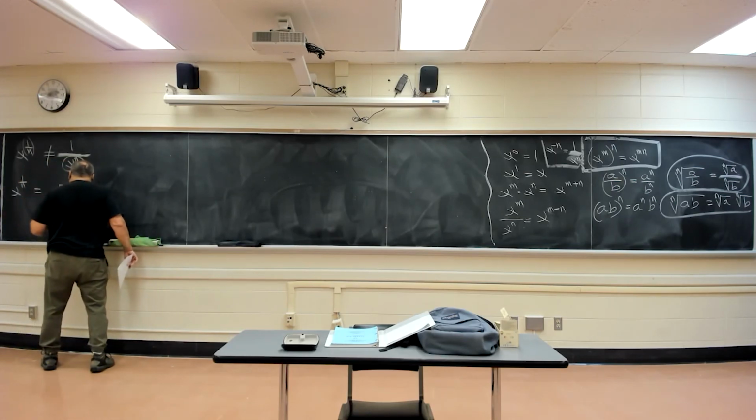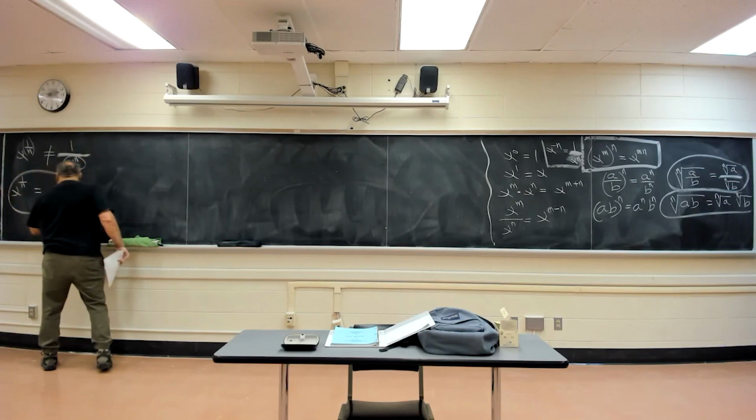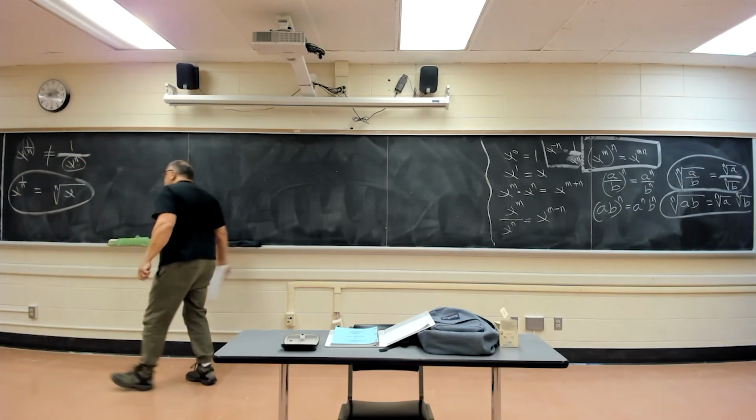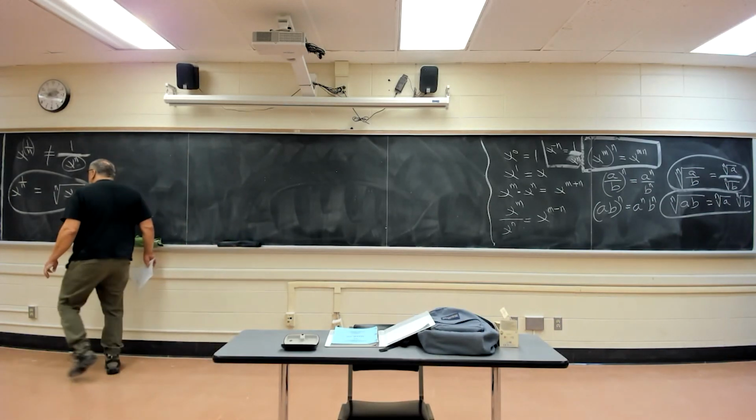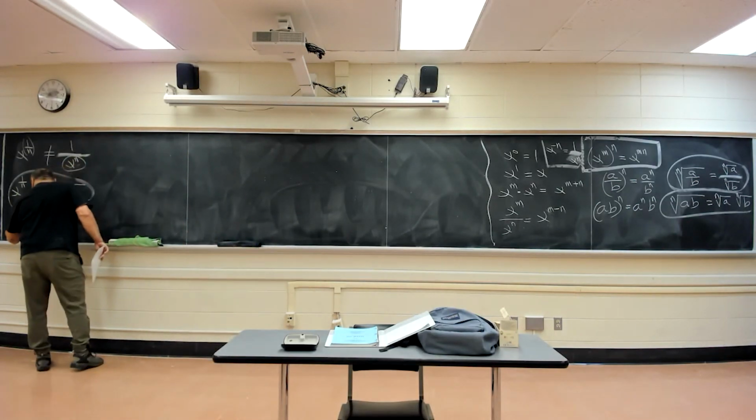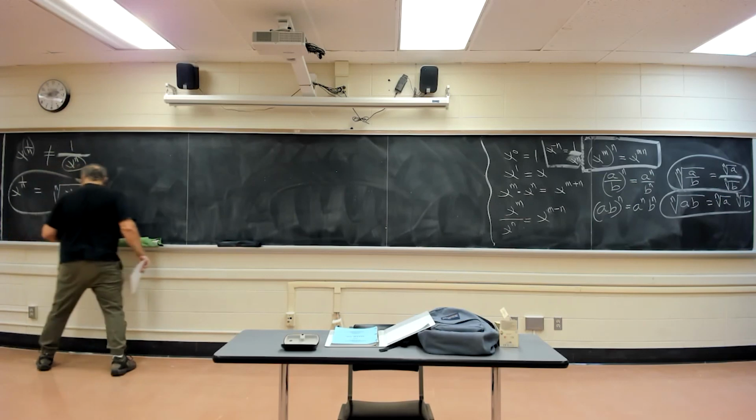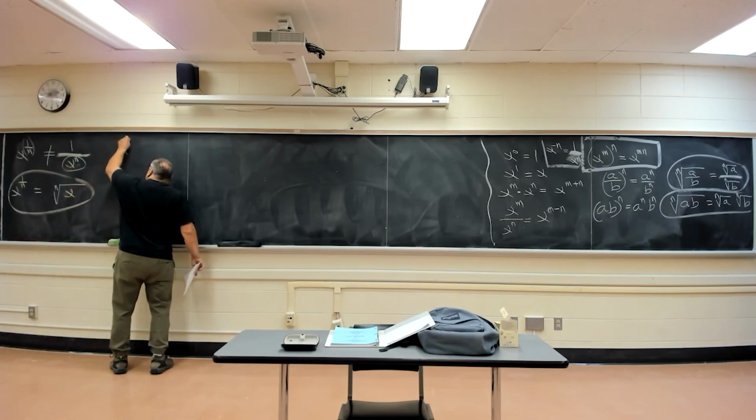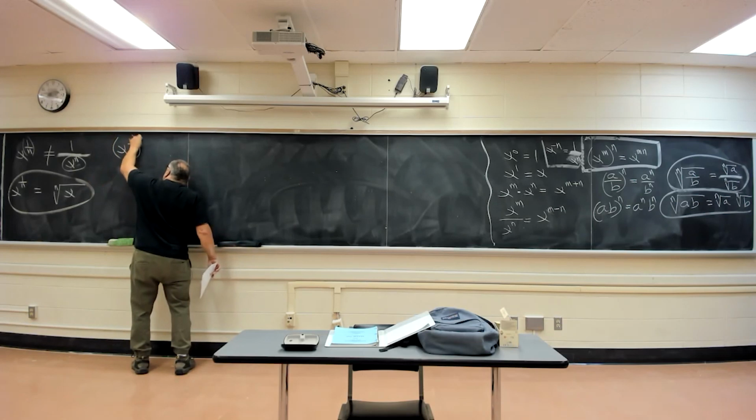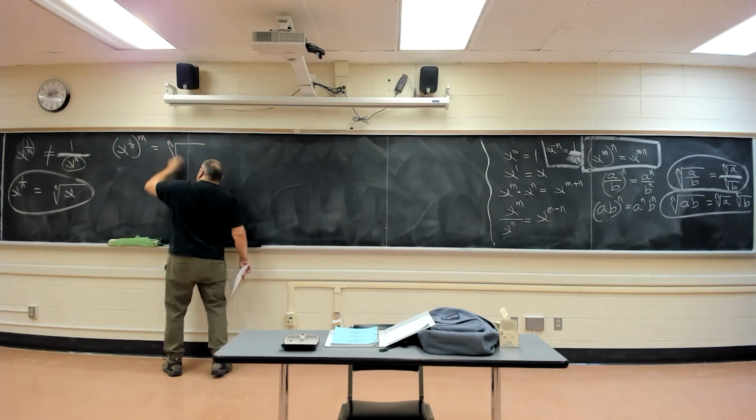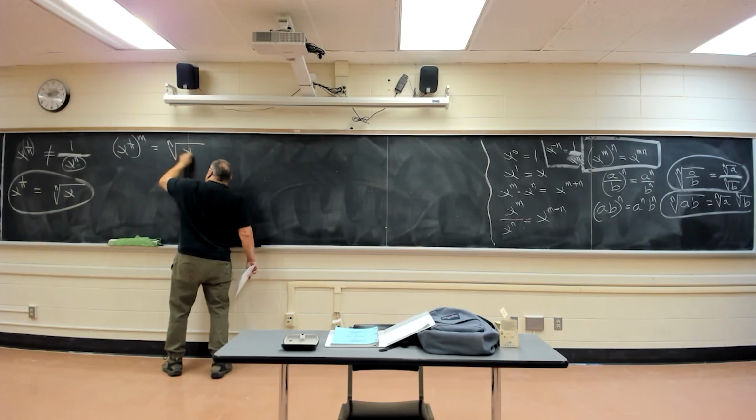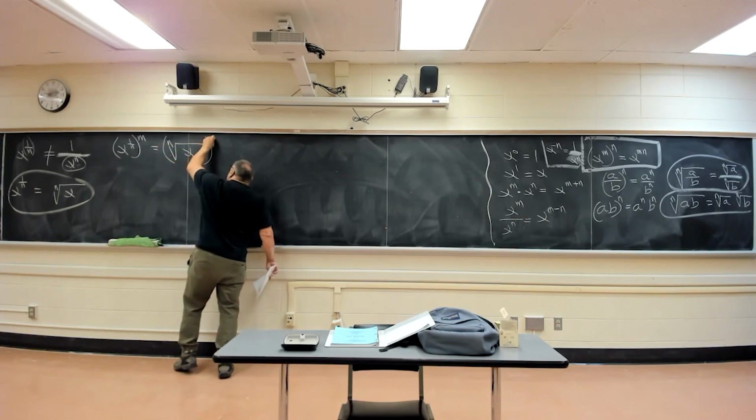X to the 1 over n, where n is a natural number, is the nth root of x, by definition. So, if I were to take x to the 1 over n and take the whole thing to the m power, it's the same as taking the nth root of x and putting that to the m power.